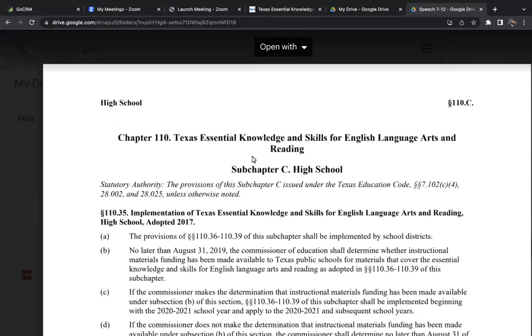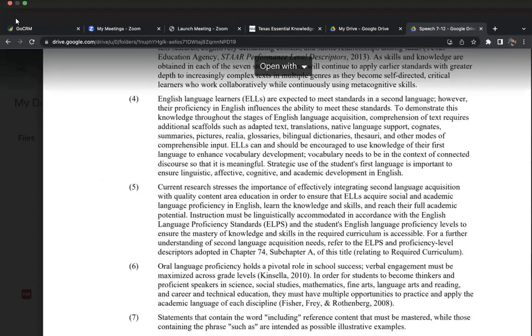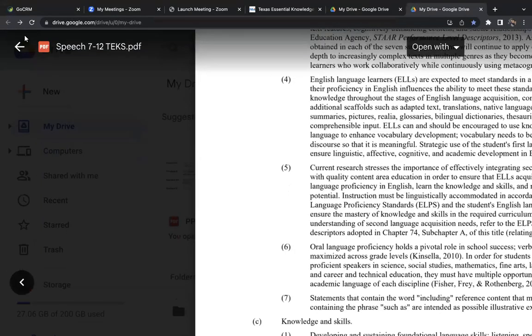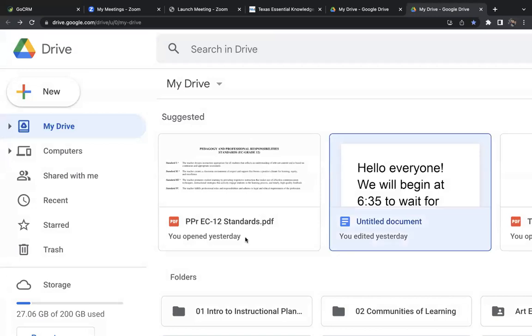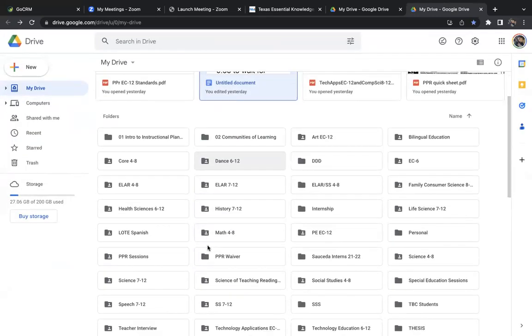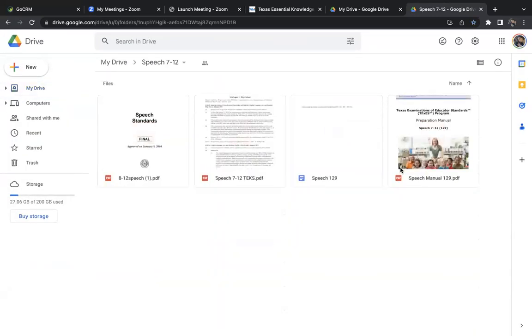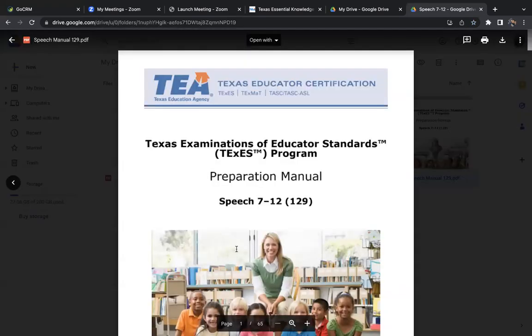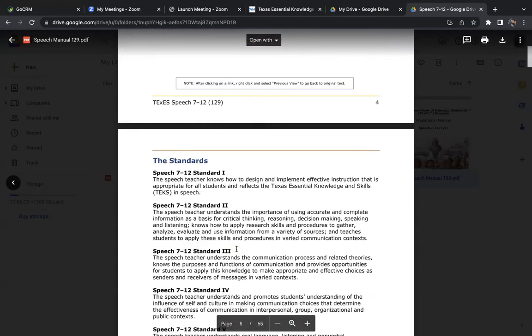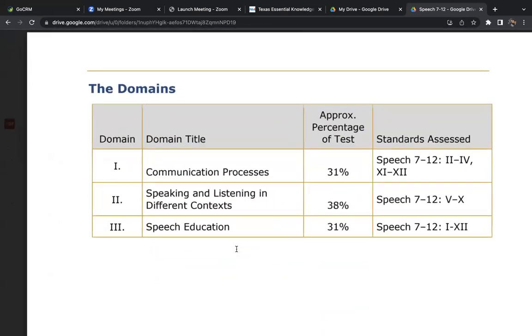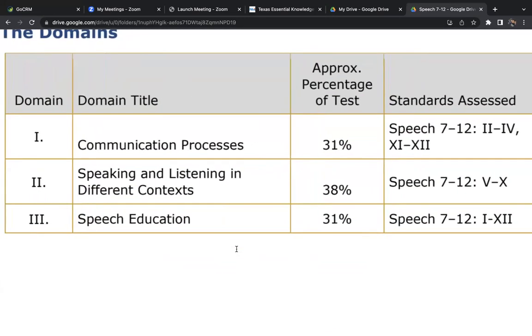So here are your TEKS for speech. And in this document, I understand what you mean by the competency sort of not keeping all of it. So here you have the three domains, the communication processes, which is worth 31%.